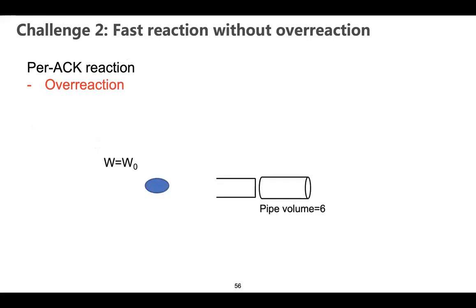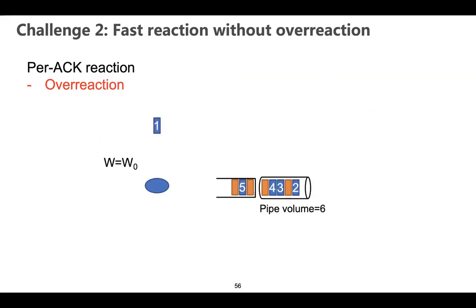Now let's see the second challenge. We need to achieve fast reaction without overreaction. To achieve fast reaction, we can do it per ACK, but blindly reacting to every ACK will cause overreaction. Here's an example. Assume the network pipe volume is 6 packets, and there are a total of 9 packets in flight.